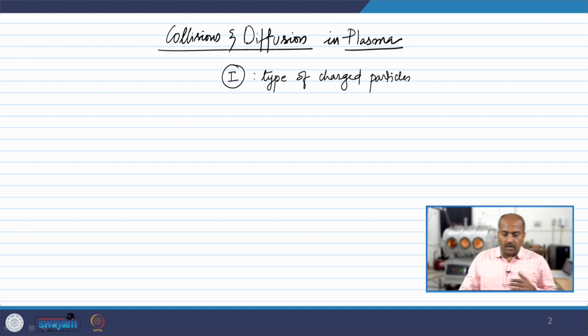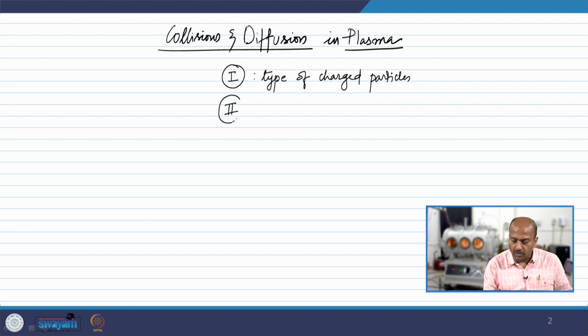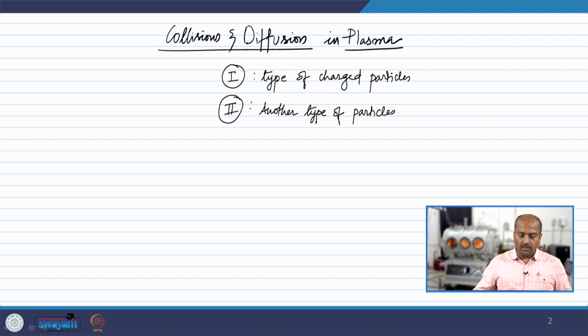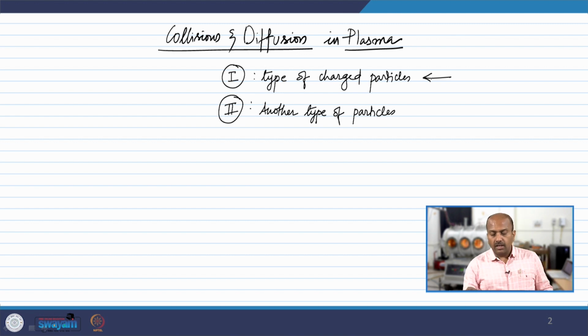And what happens is this type of charged particles will come in contact with another type of charged particles or neutrals which are denoted by 2. So, another type of particles. What we want to understand is how the motion of this first type of particles will get affected when they interact or collide with another type of particles, which is 2.